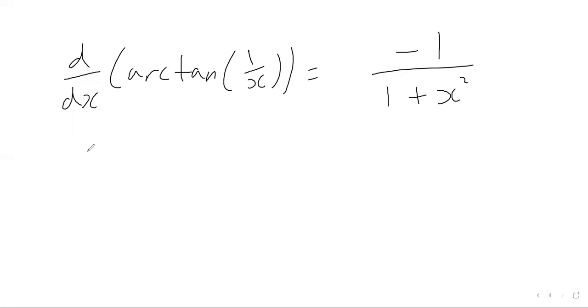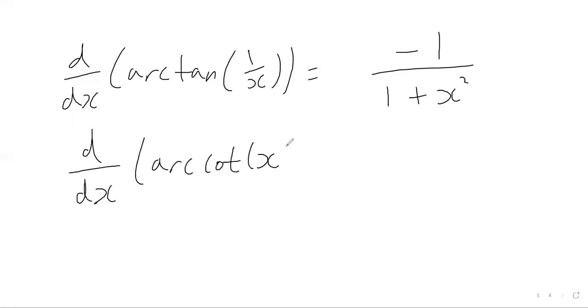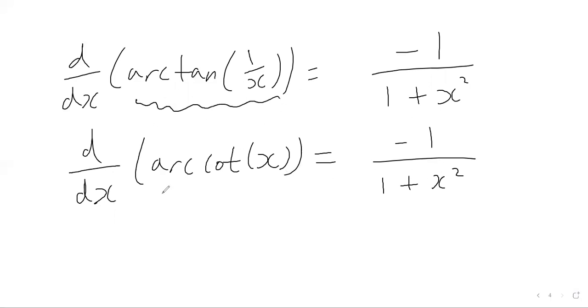But if you watch the last video, something you'll notice is that we differentiated the arccot of x function, and we got exactly the same result. So we got the result negative 1 over 1 plus x squared. So what can we conclude from this? Well, what we could ask ourselves is, is this function the same as this function? They've got the same derivative, but are they the same function? So let's just write this down here.